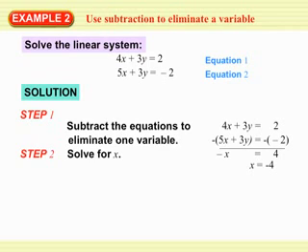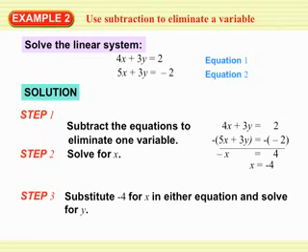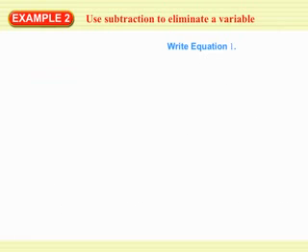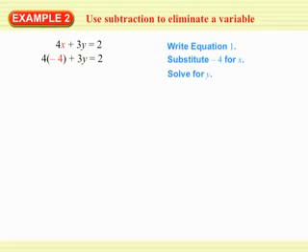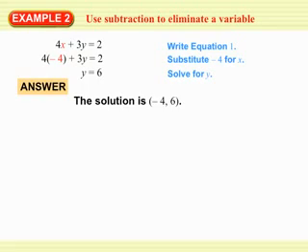Now I take that x coordinate, negative 4, and plug it into either equation above, doesn't matter which one, to solve for y. I'm going to plug it into the first equation. I'm going to replace the x with negative 4, and then solve for y. When I do that, I'll get that y equals 6. So the coordinate that satisfies both equations, the point that is on both lines, is (-4, 6).